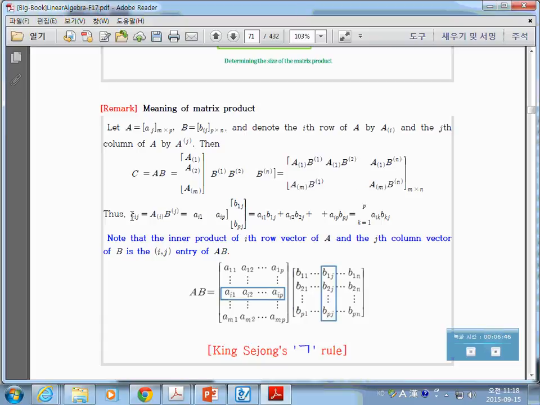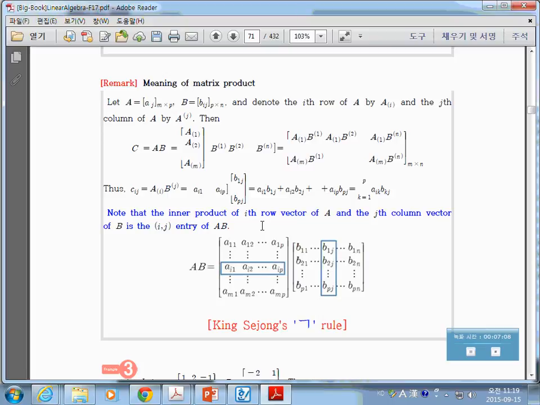So C_ij is the ith row of A times the jth column of the matrix B, which is the summation of A_i1 B_1j plus A_i2 B_2j, like this. So this is the definition.